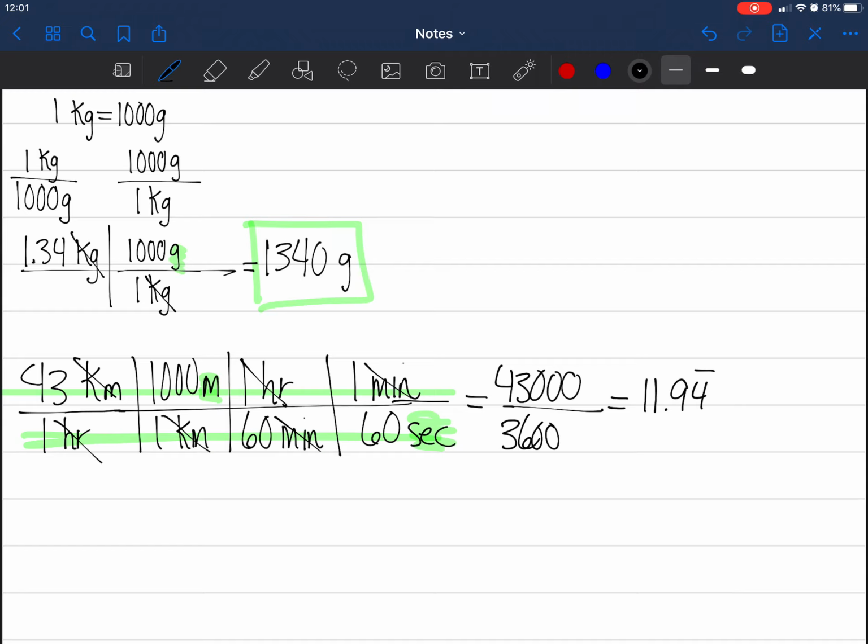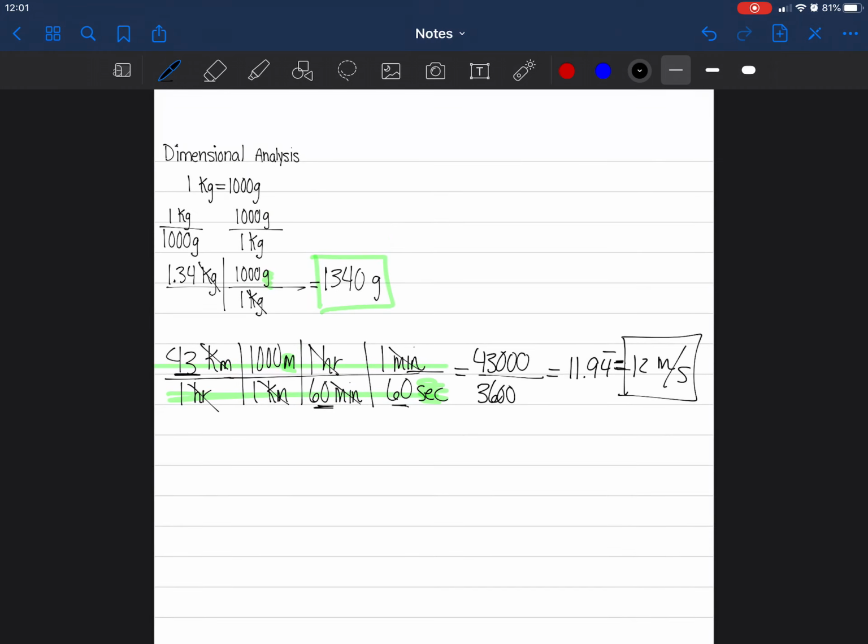But there are 2 sig figs here, 2 sig figs. That means my answer should have 2 sig figs. So it should be rounded to 12 meters per second. That is how you would do dimensional analysis. It's just a matter of canceling out units and getting the unit that you want, or the one you're looking for.